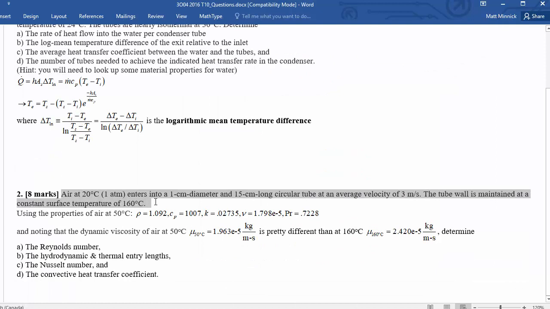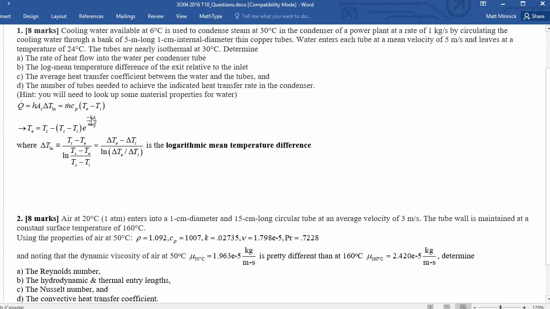Air at 20 degrees C enters a 1 centimeter diameter, 15 centimeter long circular tube at an average velocity of 3 meters a second. The tube wall is maintained at a constant surface temperature of 160 degrees C. Using the properties of air at 50, and noting that the dynamic viscosity of air at 50 is pretty different than at 160, figure out the Reynolds number, hydrodynamic and thermal entrance length, Nusselt number, and convective heat transfer coefficient.